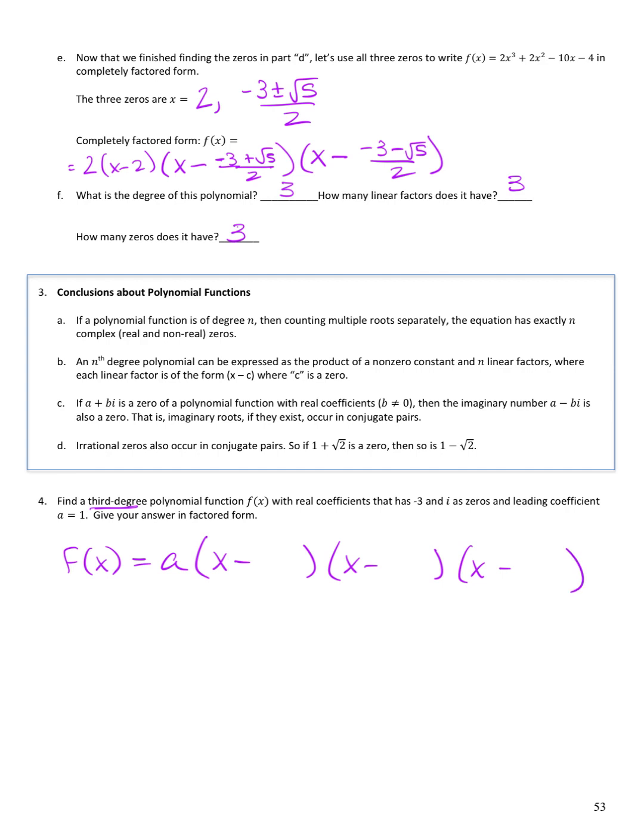So they've given me negative 3 is a zero, so I can fill some things in here. Negative 3 is a zero, i is a zero, and if i is a zero, according to this summary, negative i is also a zero. So I'm going to also put minus i as one of my zeros. And they told me that a is 1, so I can put a 1 there. All right, and then I'm just going to simplify this a little bit because they said I can leave my answer in factored form. So this is going to be x plus 3, x minus i, x plus i.